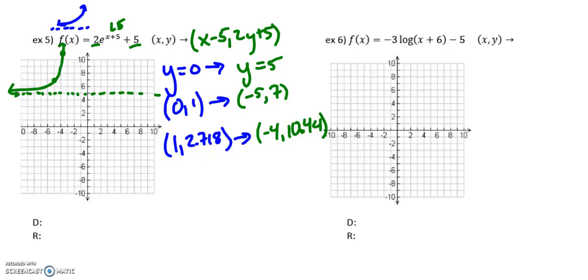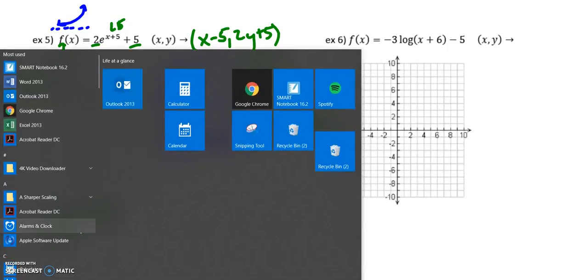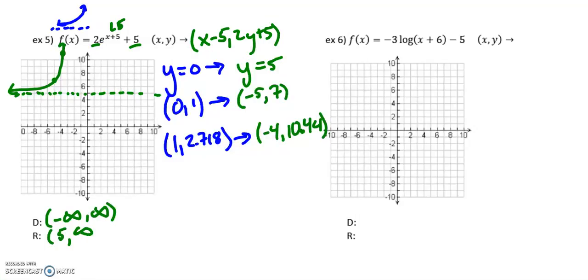So that's why I like sketching the shape first, so I can see if my points actually line up in the right areas. The domain is negative infinity to infinity, and my range, as I'm moving up the y-axis, is going to start at 5, which is the horizontal asymptote, and go up to infinity. From 5 on up, we don't include the number 5.